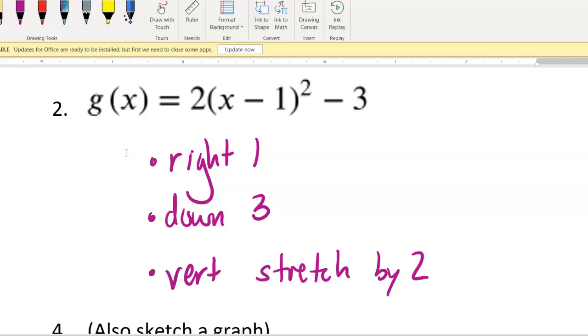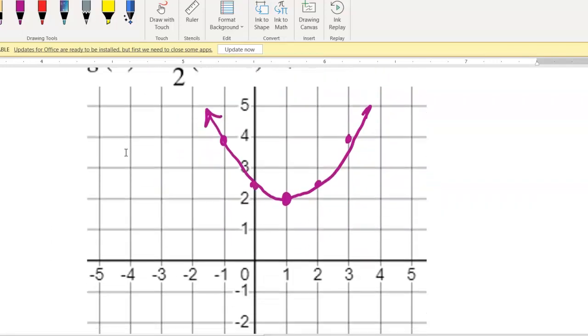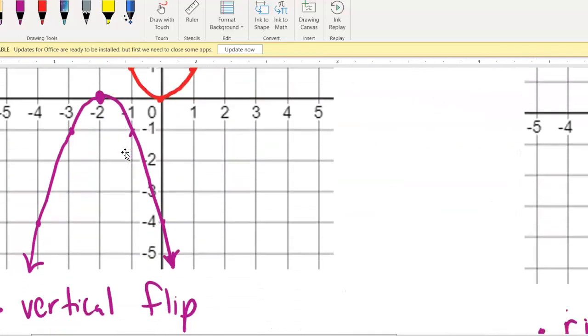And it's important to be specific with that, because we could have horizontal stretches and compressions. So it's important to say what direction it's going. So it's vertical. And the fact that this is a stretch, not a compression, and then by how much. All right, we'll talk about the graphs here in a second.